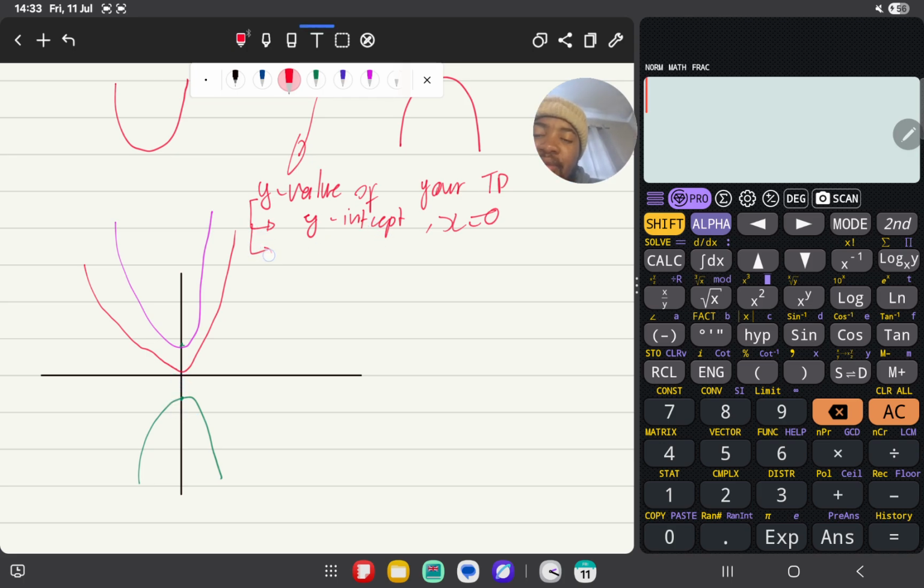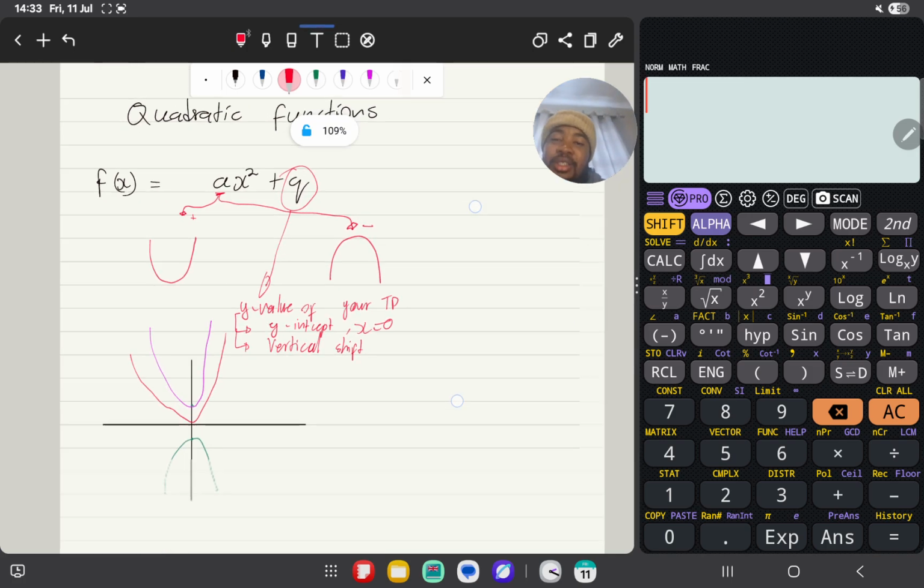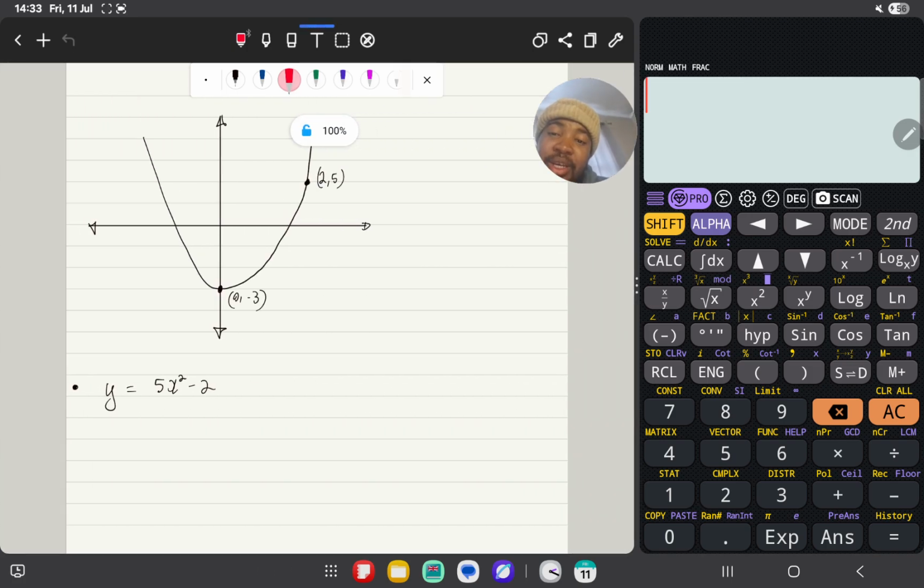And then the y value is also responsible for a vertical shift. Now, when we talk about vertical shift, we are talking about what the q is actually responsible for. Do you understand? Nice. Let's see what we can gain from doing a couple of examples.